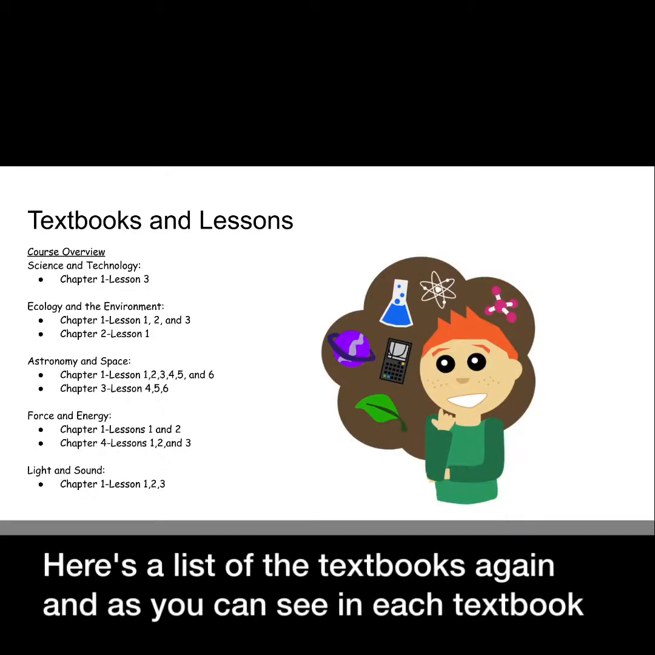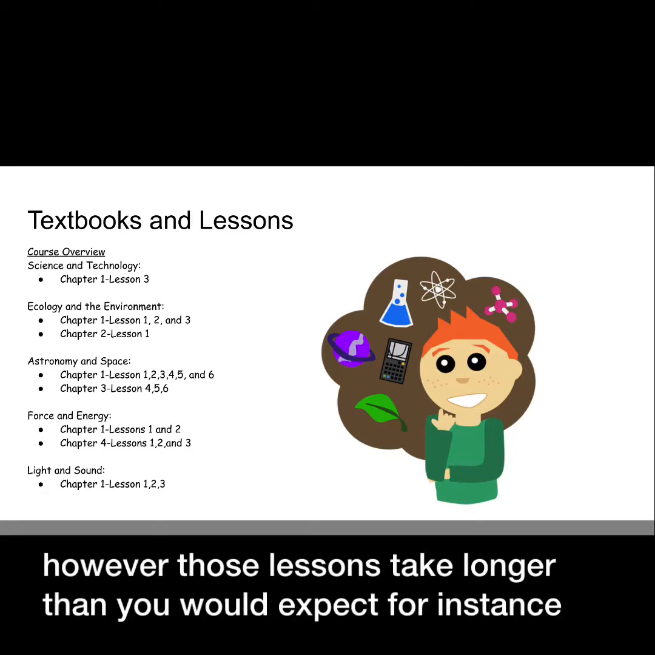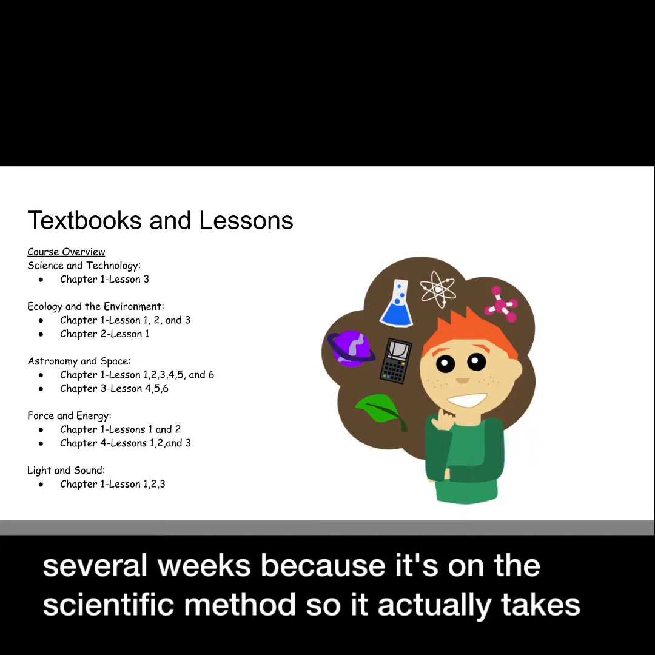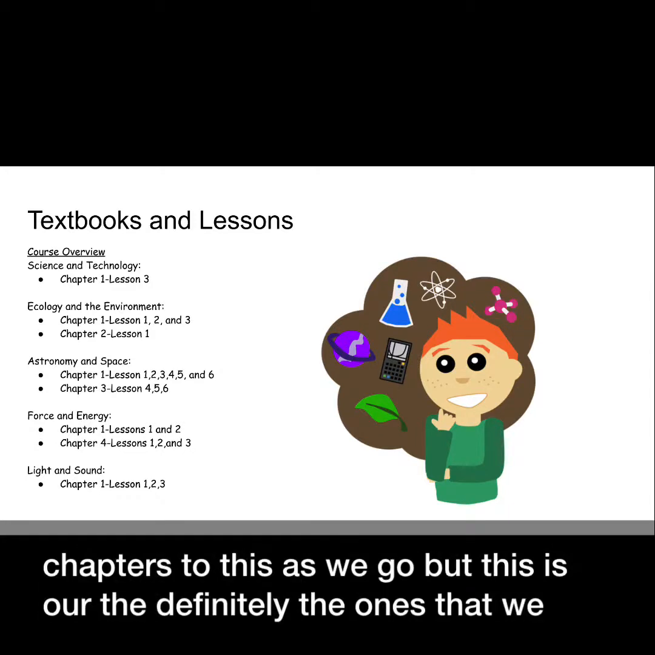Here's a list of the textbooks again, and as you can see, in each textbook we just do a few chapters and a few lessons out of those chapters. However, those lessons take longer than you would expect. For instance, in Science and Technology, we do Chapter 1, Lesson 3, which takes us several weeks because it's on the scientific method. So it actually takes us longer than you would think. We may add some extra lessons and chapters to this as we go, but these are definitely the ones that we will be doing.